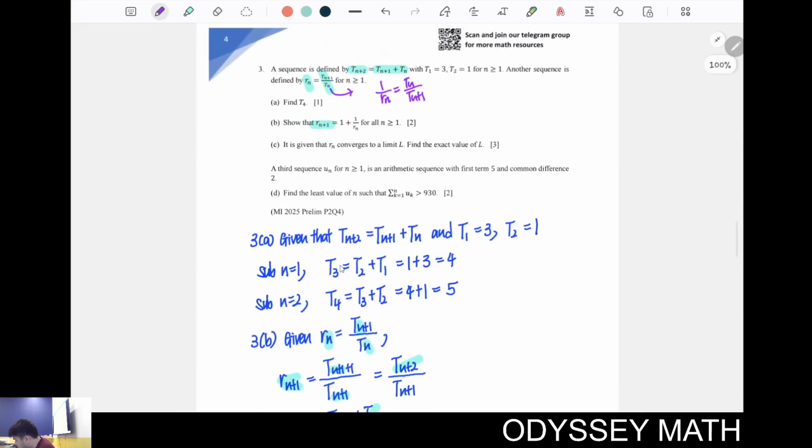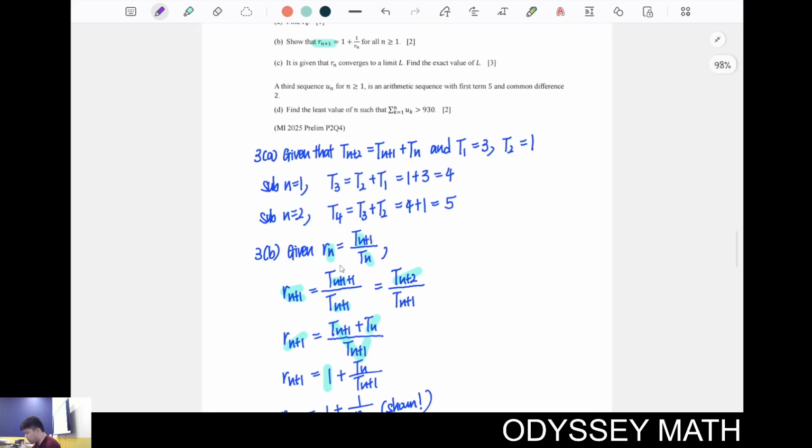So, yep, we are done showing it. It's just a matter of playing with this equation, and then replacing n over here with n plus 1. These are the techniques that you need to know how to do.